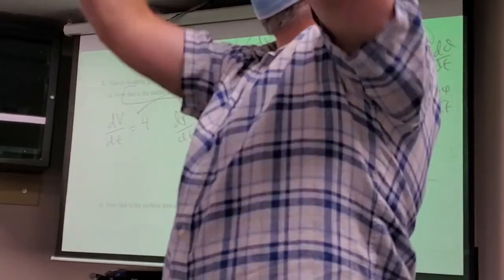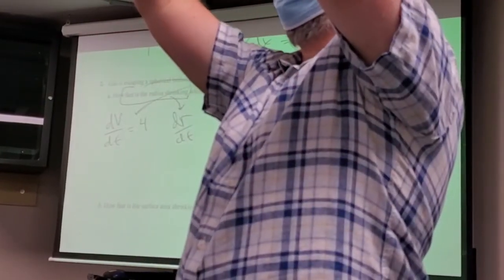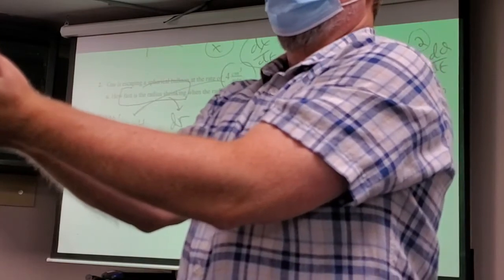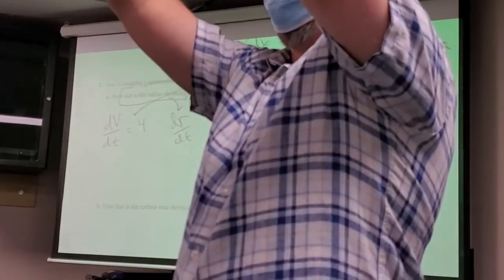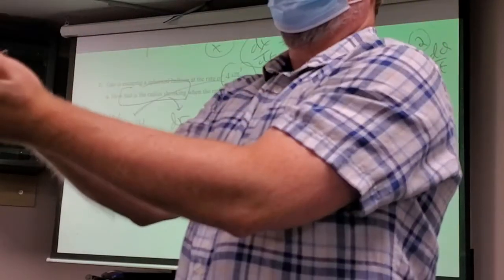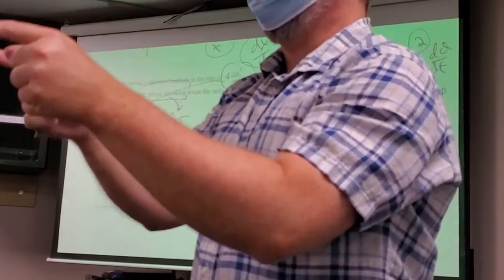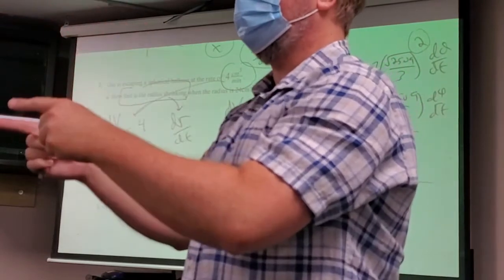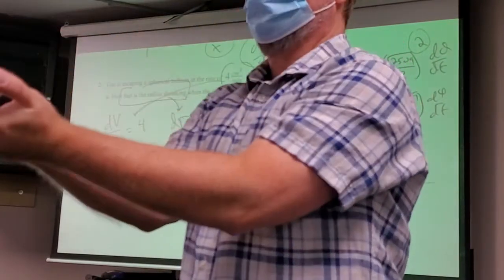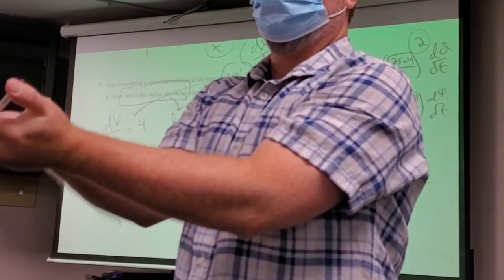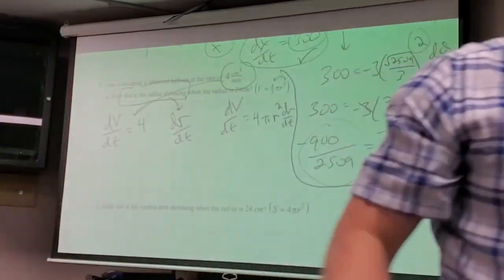What's one way I can increase the volume of this? I can apply a thin layer of tape over the whole thing, yes? So how much did the volume change by? It basically changed by the surface area. So the change in volume for a sphere is equal to its surface area. That's so cool.